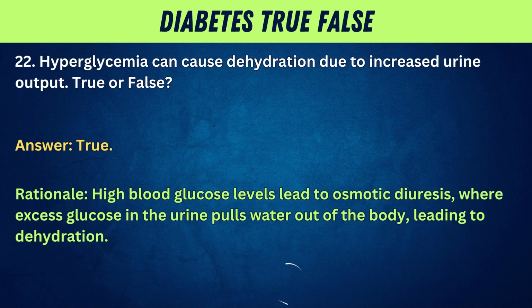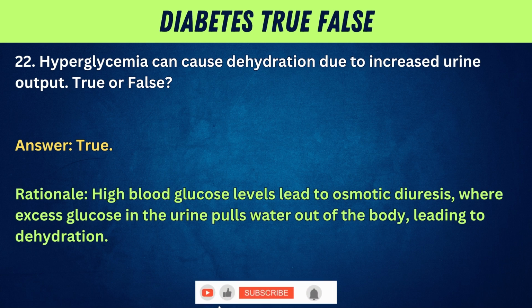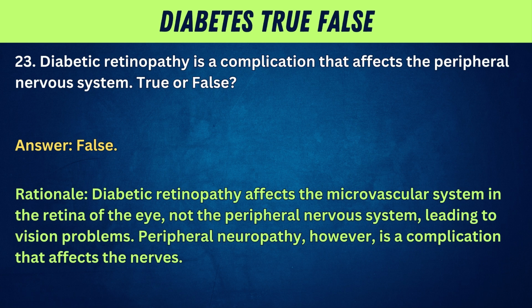22. Hyperglycemia can cause dehydration due to increased urine output. True or false? Answer: true. Rationale: high blood glucose levels lead to osmotic diuresis, where excess glucose in the urine pulls water out of the body, leading to dehydration.